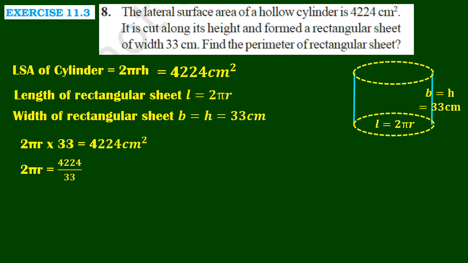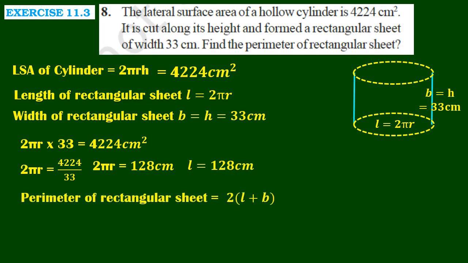4224 by 33, which is equal to 128 centimeter. That means the length of the rectangular sheet is 128 centimeter and the width is given as 33 centimeter. Now we can find the perimeter. What's the perimeter? 2 into (L plus B). So the perimeter is equal to 322 centimeter. Is it clear?